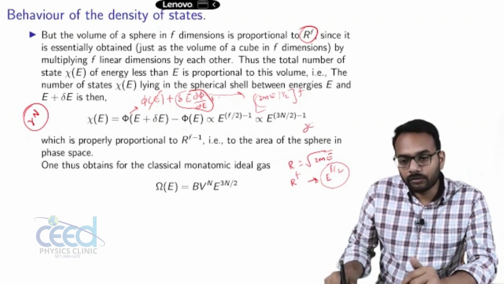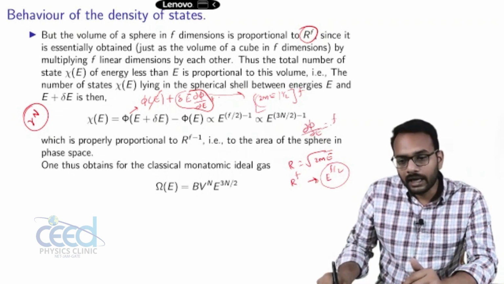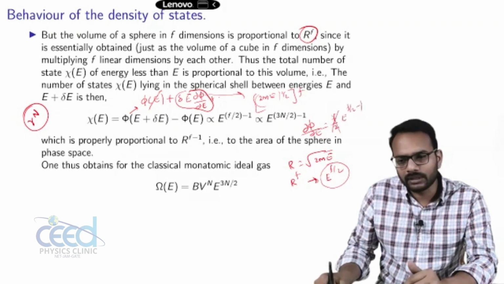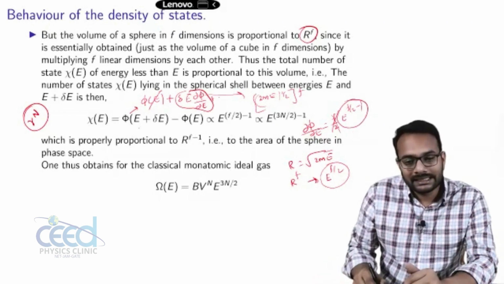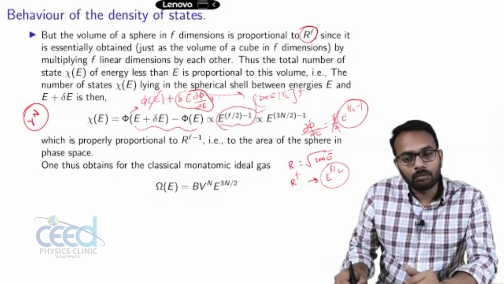ഓക്കെ, അപ്പോൾ dou phi by dou E എന്ന് പറയുന്നത് f by 2 e raised to f by 2 minus 1. Again, we drop all these factors. We are interested in the order of magnitude. Okay, so we say that this volume is proportional to e raised to f by 2 minus 1.